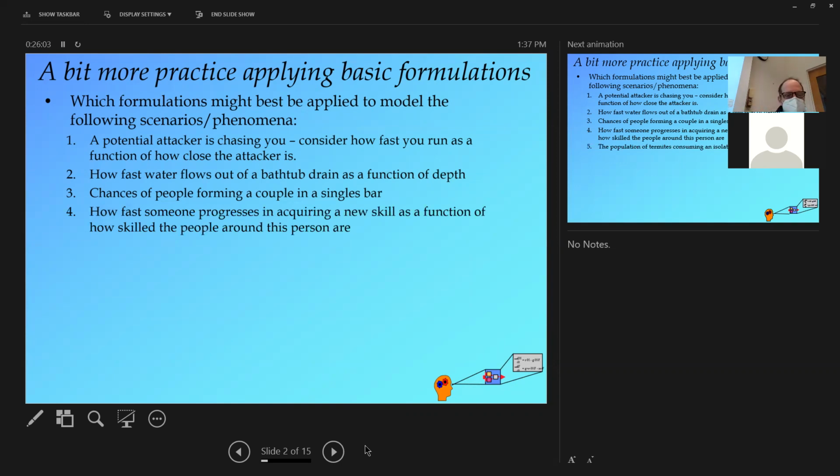How fast people progress in acquiring a new skill as a function of how skilled the people are around that person.